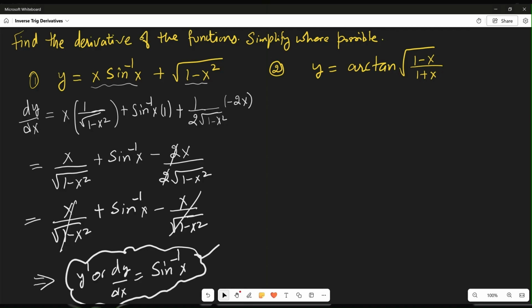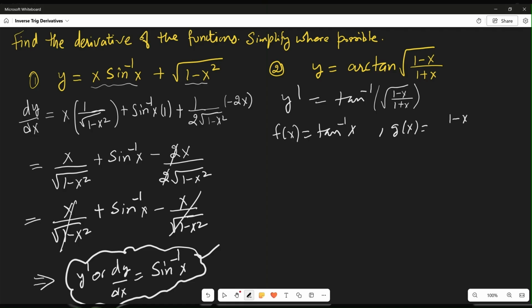Here's your answer. Let's go to number 2 here real quick. Derivative of this function, which is tan inverse, right, of this inner function is this. Yeah, let's apply the chain rule here clearly. So outer function is tan inverse x. Inner function is simply 1 minus x over 1 plus x. I'm gonna write the square root as this. And we know derivative of tan inverse x is 1 over 1 plus x square.